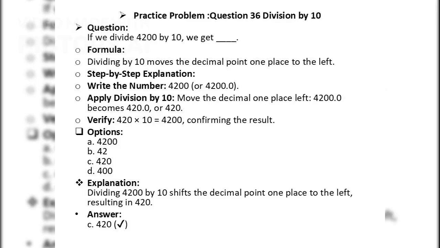Let's start with a division problem. If we divide 4,200 by 10, we simply move the decimal point one place to the left, resulting in 420.0.